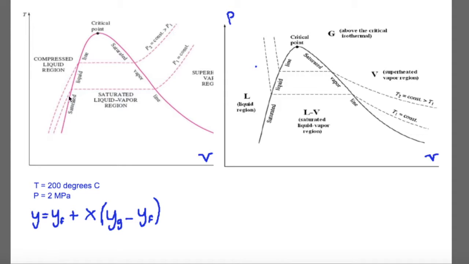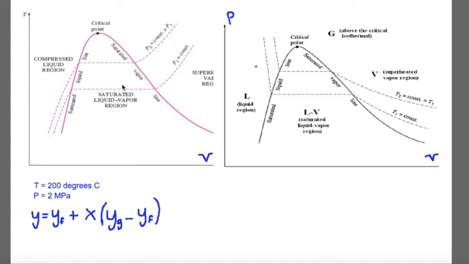Everyone, so today I'm making a video to show you how to properly understand the property tables. So how to read them and how to go from these graphs here. So we have a TV, so temperature and specific volume diagram, and a pressure and specific volume diagram. So we have two of them here. They're very important, and I'll teach you how to read them and go from there to the property table.